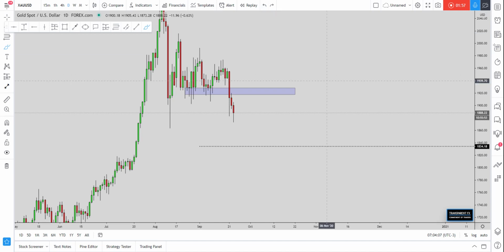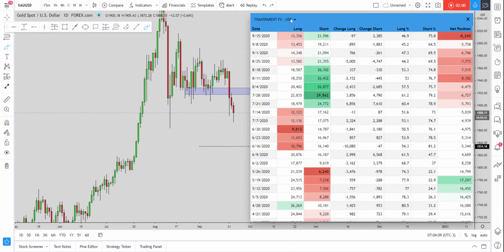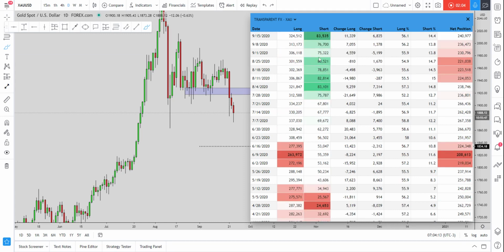Now, before I show you that, let's first give a quick check at what we have from a COT perspective. So, commitment of traders, which is what hedge funds are currently doing in the market. What we can see with the last reports is that net positions are currently increasing. In fact, we went from 221k net positions to 240k net positions.